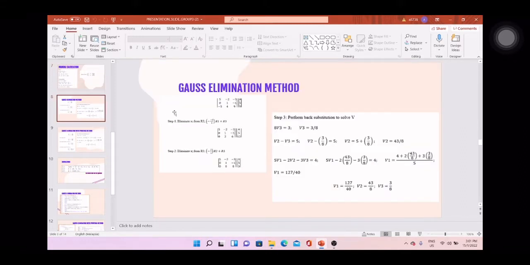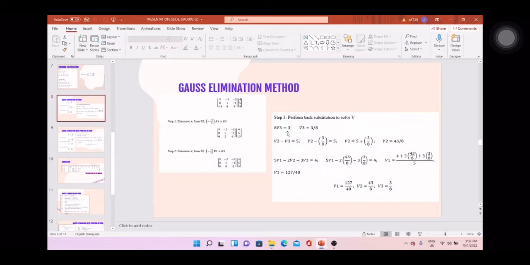For the Gauss elimination method, this is our original matrix form. Step 1, we eliminate V1 from R3: negative 5 over 5 multiplied by R1 plus R3. So we get 5, 0, 0; negative 2, 1, 2; negative 3, negative 1, 6; with 4, 5, 13. For step 2, eliminate V2 from R3: negative 2 over 1, R2 plus R3. So the matrix form we get is 5, 0, 0; negative 2, 1, 0; negative 3, negative 1, 8; with 4, 5, 3.